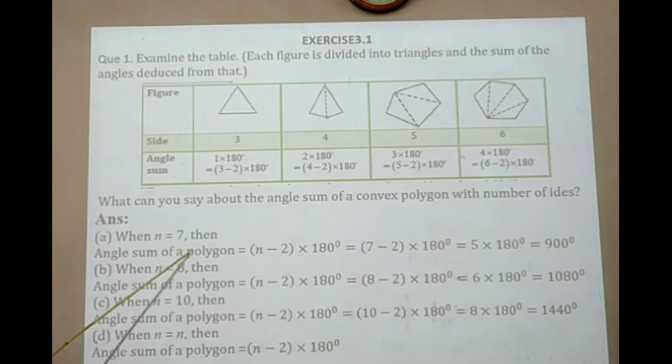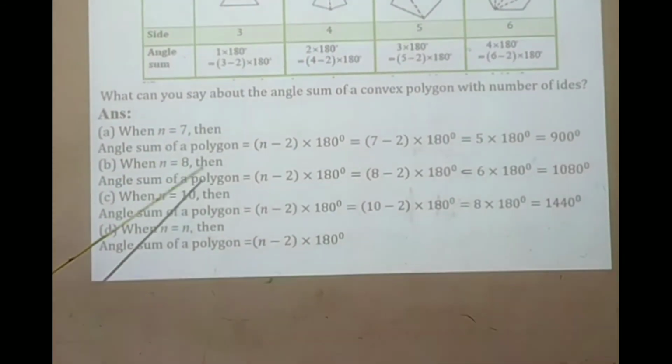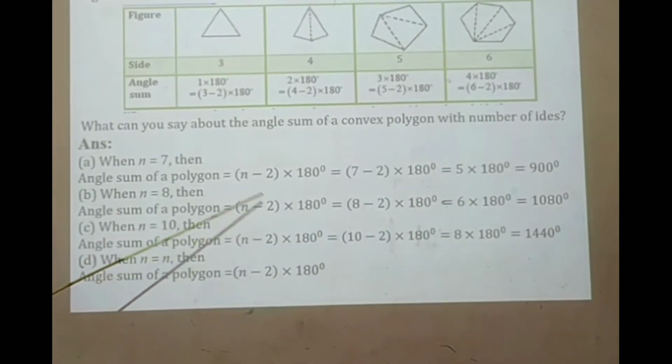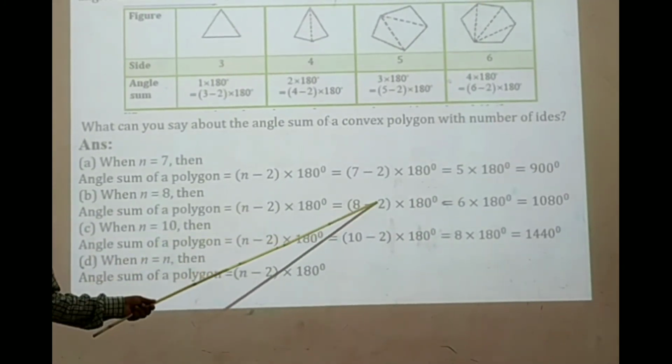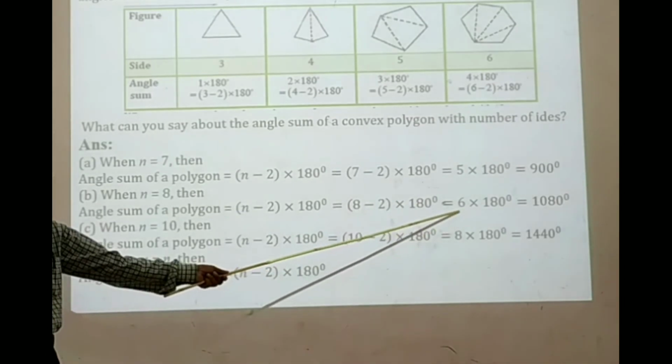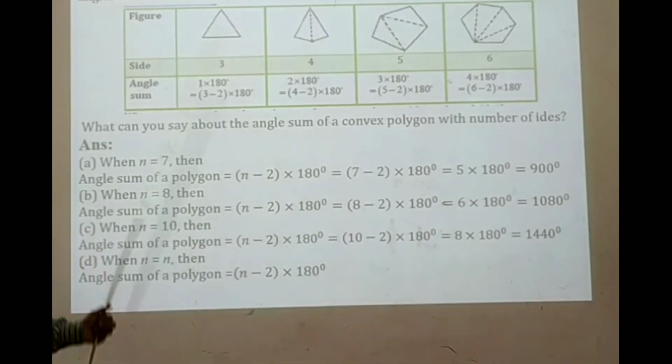The sum of the angles of the polygon is 900 degrees. Of course, that is called a septagon, 7 sides. Octagon, 8 sides. 8 minus 2 multiplied by 180, 8 minus 2 is 6, multiplied by 180, you will get 1080 degrees. That is for the octagon. Similarly for 10 sides, and the general formula for n sides is n minus 2 multiplied by 180. Okay? Next.